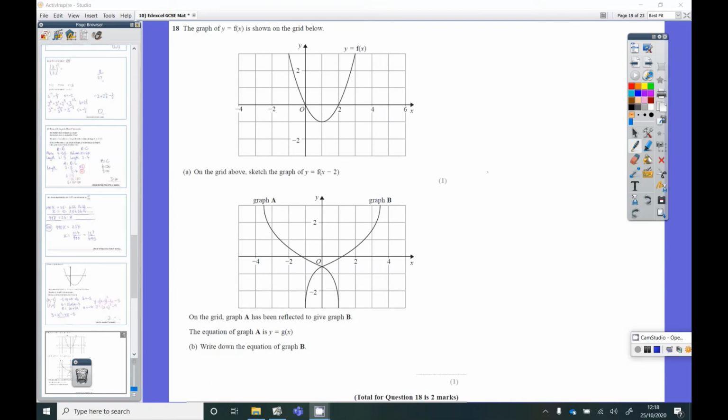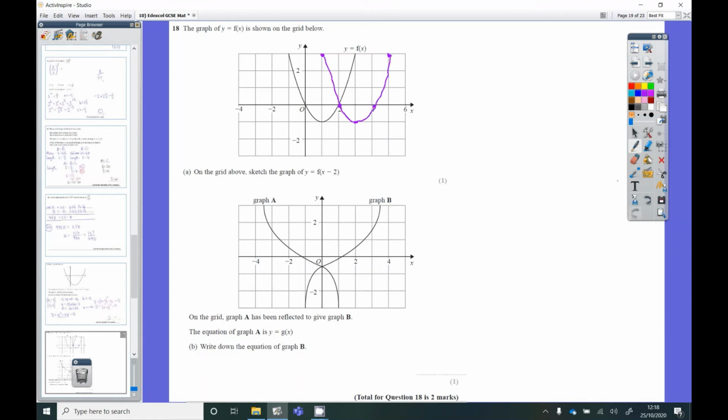Question 18. We've got to sketch the graph y equals f(x minus 2). So the change here is inside the function. This affects the x values, but opposite to what you expect. So we've got to add 2 to all of the x values. All our x coordinates shift 2 to the right. So there are our top points, where it crosses the axis, and the minimum point, giving us that graph there.